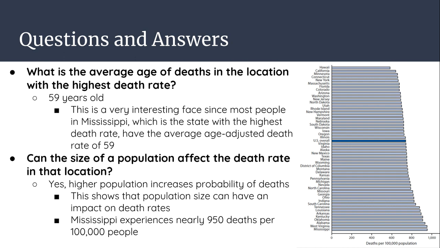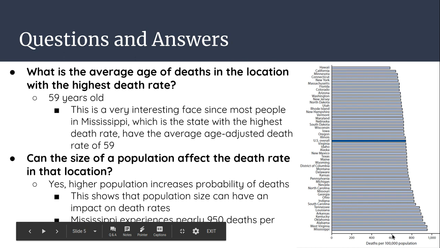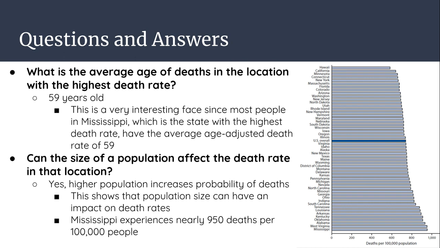Can the size of a population affect the death rate in that location? Yes. A higher population increases the probability of deaths. So this shows how population size can have an impact on death rates. Mississippi, according to this graph right here, experiences nearly 950 deaths per 100,000 people in the population. The Mississippi population was 2.98 million in 2018.